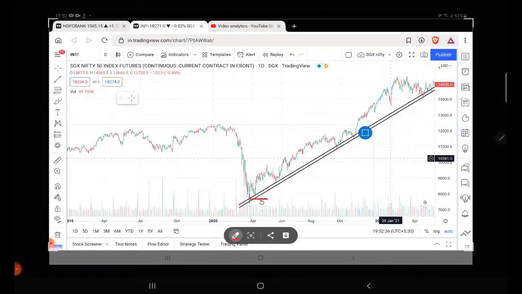On 25th of March 2020, our SGX Nifty took a support at this area. It was around 7,500 to 7,800. You can check the digit figure. It is coming from 12,000 approx level, and it took support at 7,500. After that, it made a swing high, and then it took a support again at this trend line only. These two trend lines are the support area of SGX Nifty from March 2020.